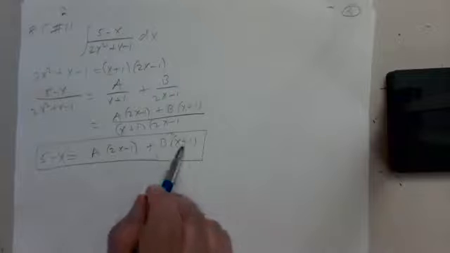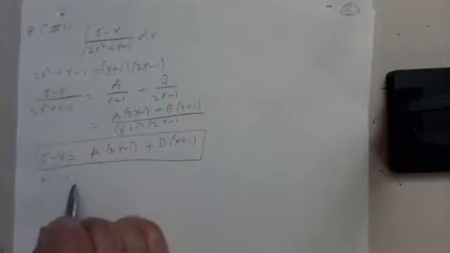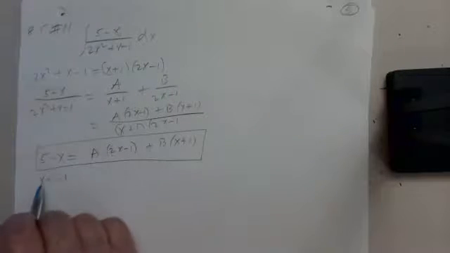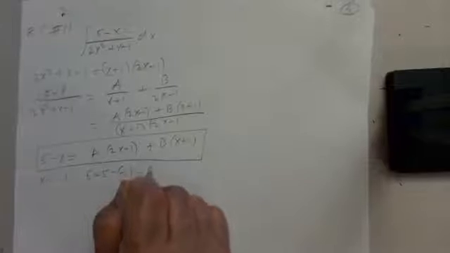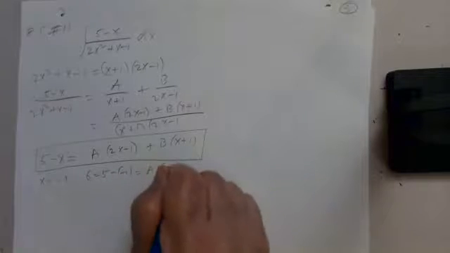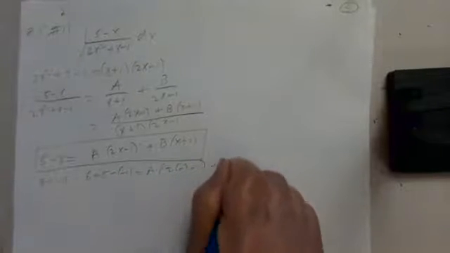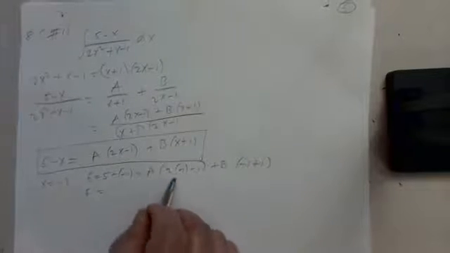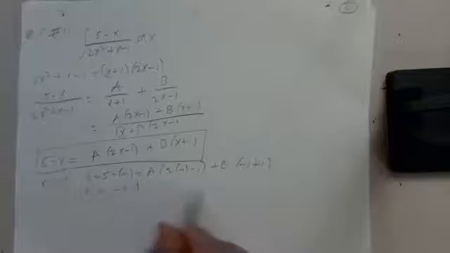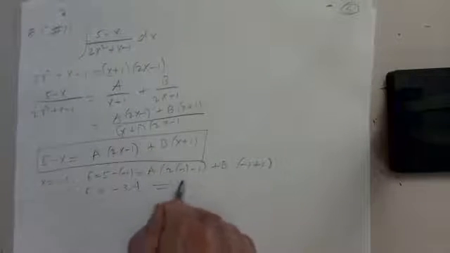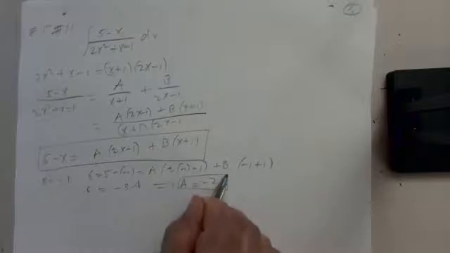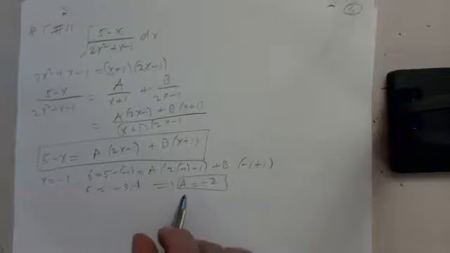For example, I see from this that if I let x equal minus 1, this is going to be 0. If I let x equal minus 1, I have 5 minus minus 1, which is 6, is equal to a times 2 times minus 1 plus b times minus 1 plus 1. So 6 is, this is minus 2, this is minus 3a, and this is 0. So 6 is minus 3a, a is minus 2. Well, I just found a.